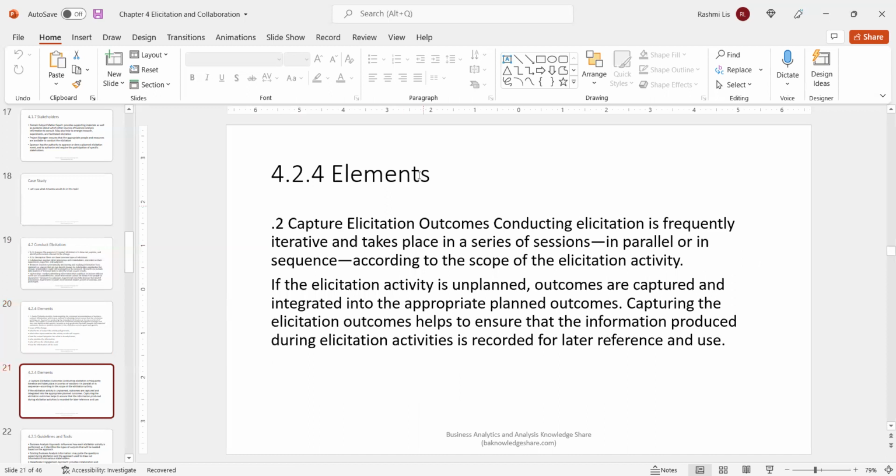The second element is capture elicitation outcomes. Conducting elicitation is frequently iterative and takes place in a series of sessions, in parallel or in sequence, according to the scope of the elicitation activity. If the elicitation activity is unplanned, outcomes are captured and integrated into the appropriate planned outcomes. Capturing the elicitation outcomes helps to ensure that the information produced during elicitation activities is recorded for later reference and use.